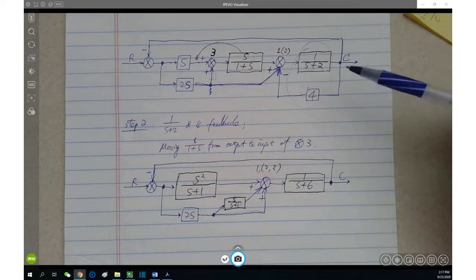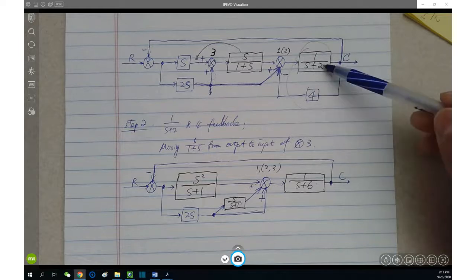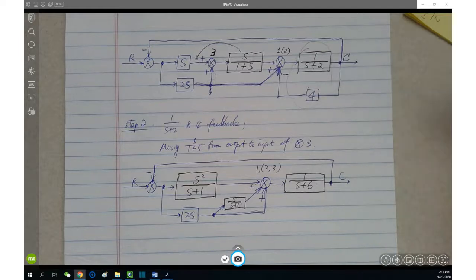Okay. You can't put your 4 into the denominator. Why is that? What's the basic principle? You can't do that. Never. Any other questions?